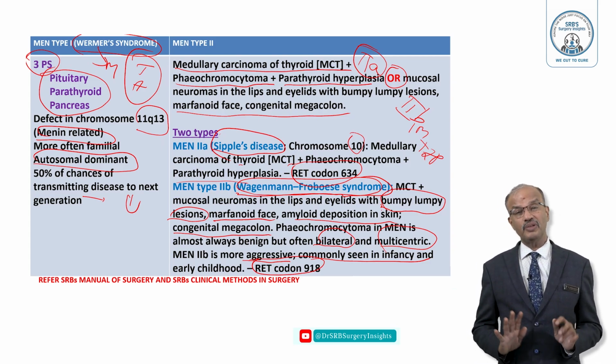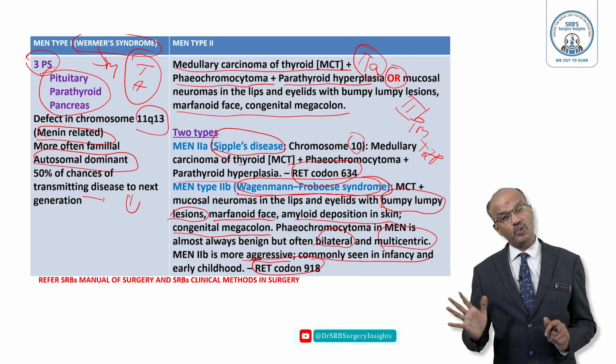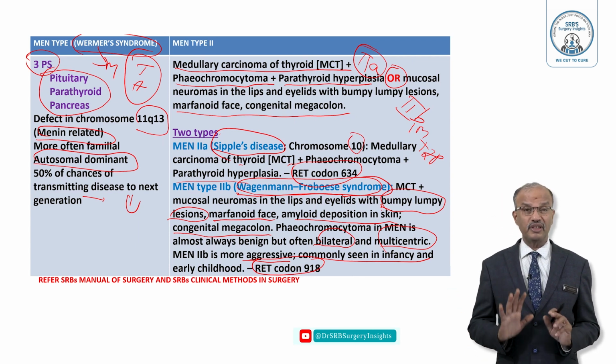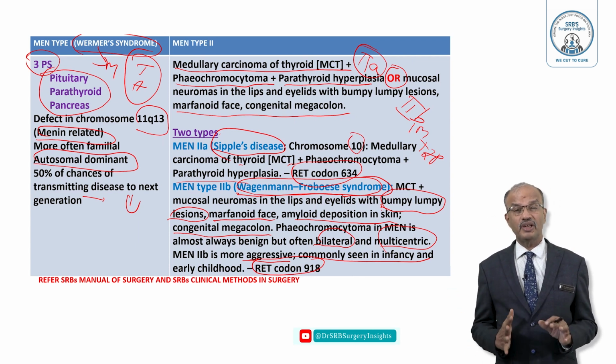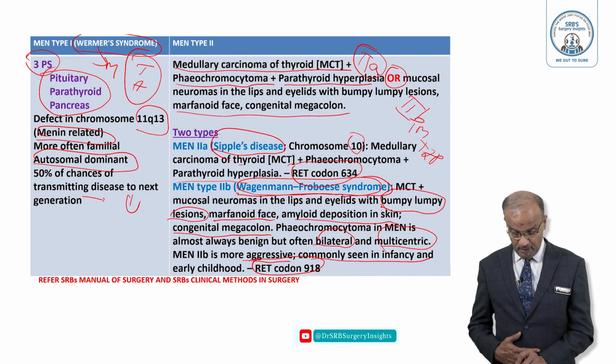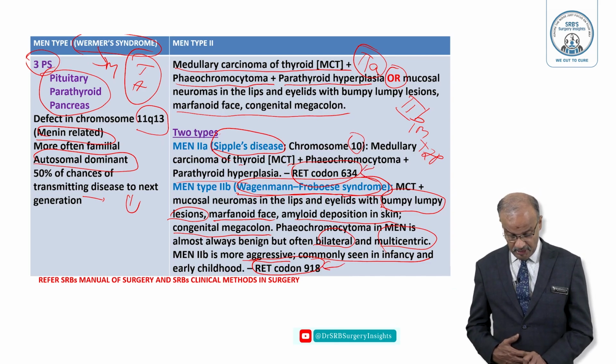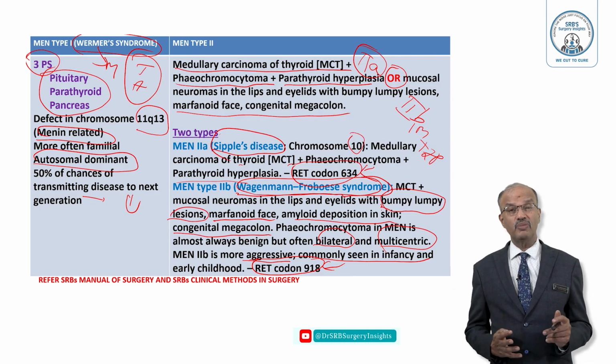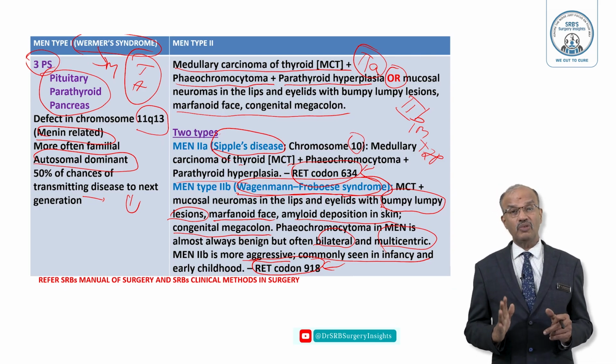So the RET codon is 634 for MEN2A, and for MEN2B the RET codon is 918. It is difficult to remember, but it may be asked as MCQ in your NEET exam in due course of time. Otherwise you can always refer and find out what exactly the codon is. But this codon may be asked as MCQ, so that is the reason you may have to remember it when you face a NEET exam or entrance exam.